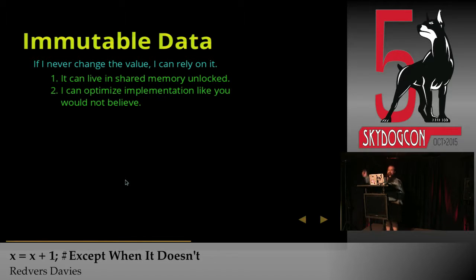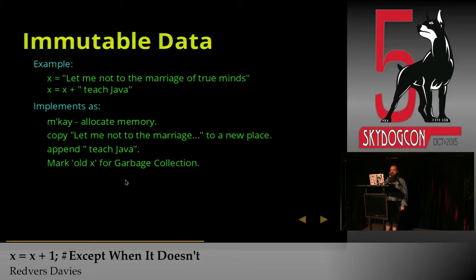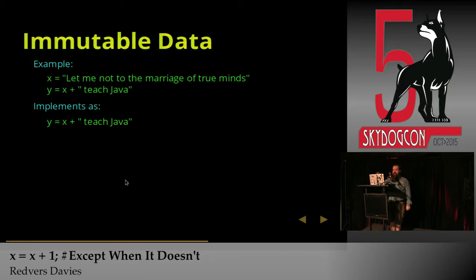So like I said, immutable data, it can live in shared memory, and you can optimize like you would not believe. So here's an example. If you set "let me not to the marriage of true minds" into X, and then say X equals X plus "teach Java", the way that it's actually implemented in an imperative language is, okay, let's allocate some memory. Let's copy "let me not to the marriage of true minds" to that new bit of memory. Let's append "teach Java", and then let's mark the old X as being available for garbage collection, which means it can be removed at some point in the future. That's a lot of work. On the functional side, we just say this.